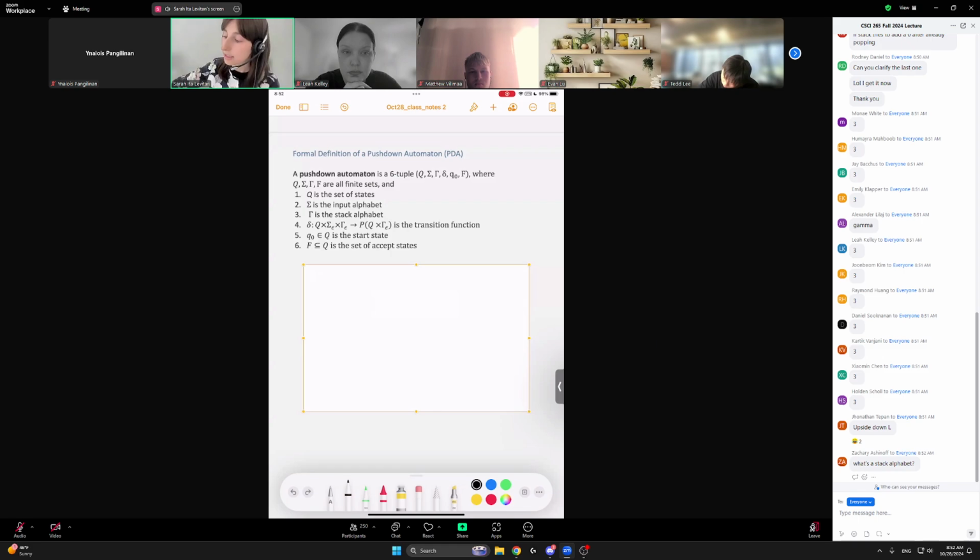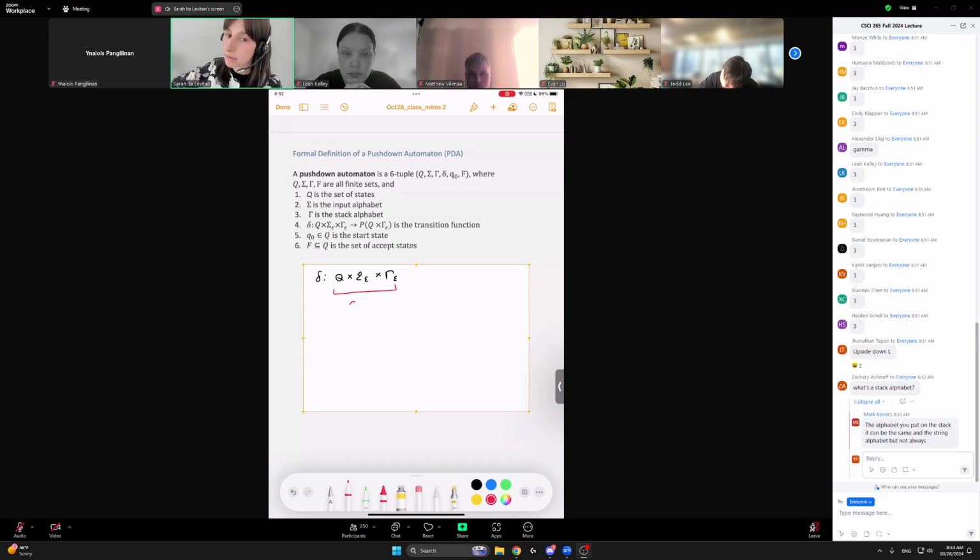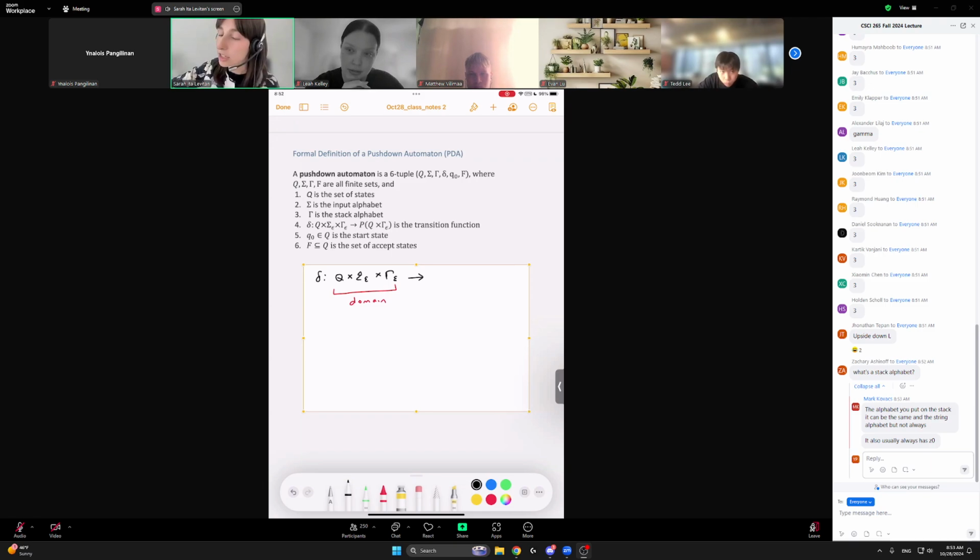So we have our transition function delta, and the function is defined by 2 parts. We have the domain and we have the range. Right, so here is our domain. That tells us what are the possible inputs to the function. And then we have the range here, which tells us the output.